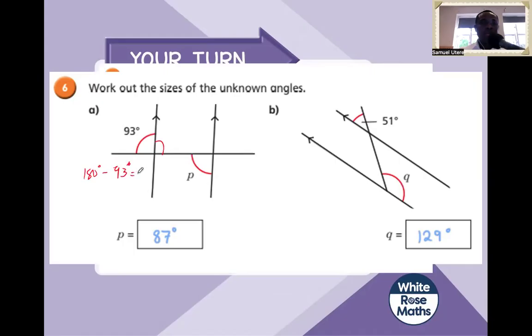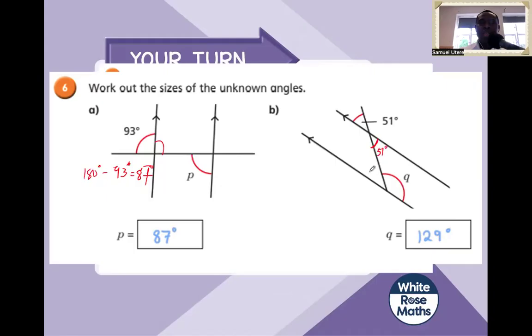And of course, we know that that angle there is alternate to this angle here. So P should be 87 degrees. Here, we know that this angle here is 51 degrees. Now, it should be vertically opposite to the angle here, so this should be 51 degrees as well.